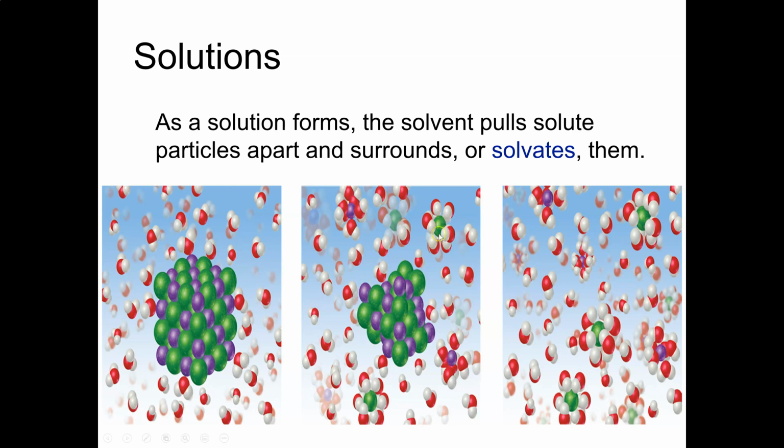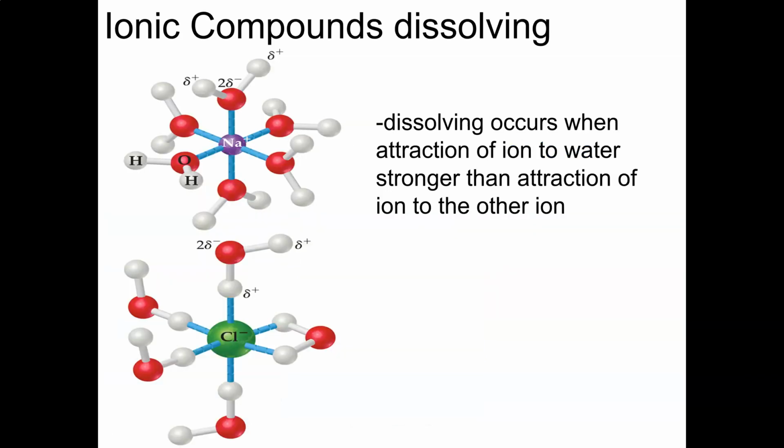And you can see what's happening is that the negative end of water, the negative dipole, which is the oxygen end, is going to attract the positive ions, which are the smaller ones, the purple ones. See how the red surrounds the purple? And then the positive end of water, which is your hydrogen end of it, is going to attract the negative ion, which in this case is here. And you can tell that because it's bigger. The bigger ion is always going to be the anion.